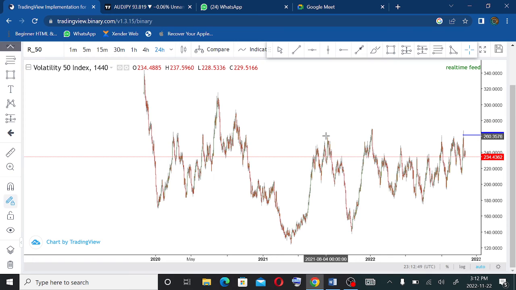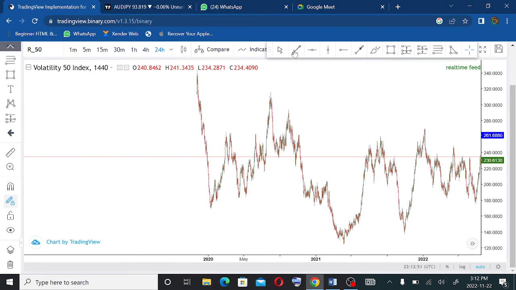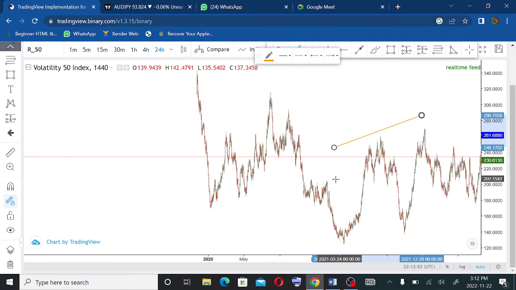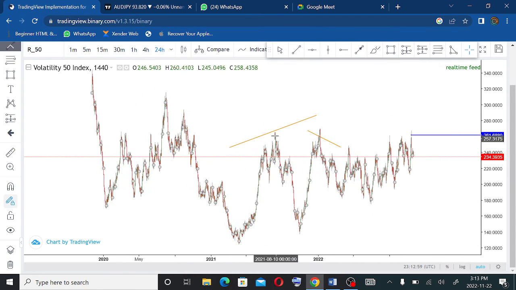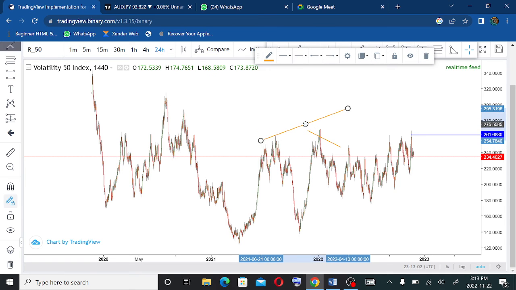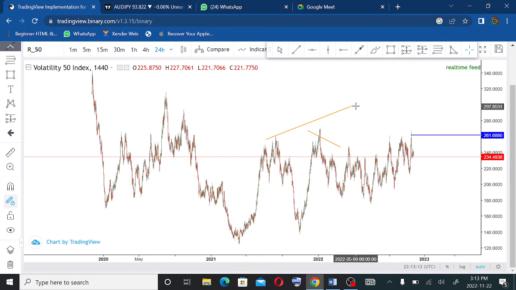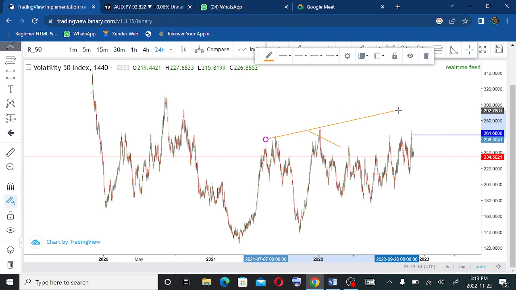Let's see here. So I draw those two lines and then make use of it here. On this, I see this pattern. If you agree with me, I see this pattern here. So I see the market creating a pattern.